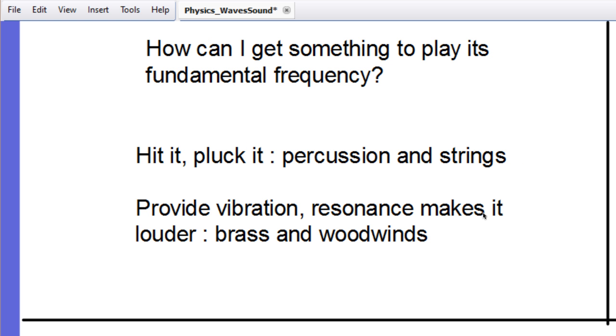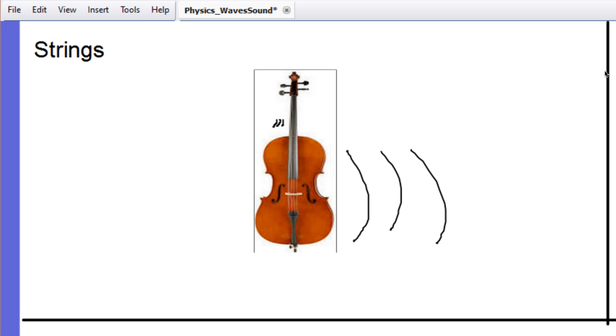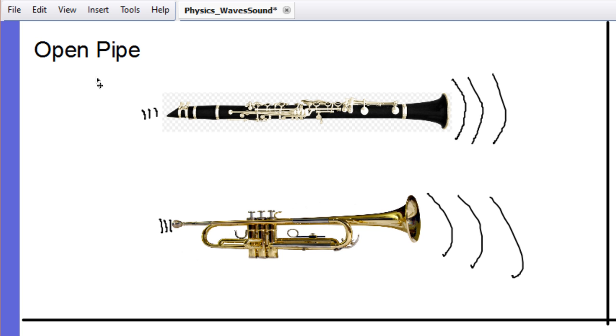All right, ways that I can get this fundamental frequency to happen. Well, you can hit it or pluck it. This works for things like percussion instruments and strings. Or, for brass and woodwinds, you have to provide the vibration yourself, and then the instrument just magnifies it. For instance, for a string, I'm going to pluck the strings, and that is going to cause a standing wave, the volume is going to grow, I'm going to get a nice big sound. Open pipe, I'm going to blow air over the reed, which is going to vibrate a little, which is going to give me big vibrations on the other end, because of the standing wave pattern. For a brass instrument, my lips are going to vibrate a little, causing big vibrations on the other end because of the standing wave pattern.